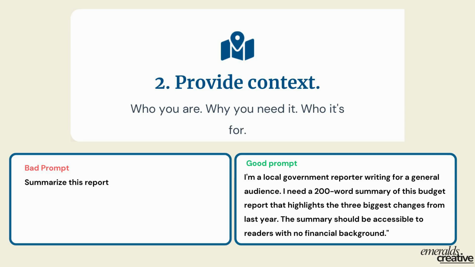Second, provide context. Don't just ask a question. Tell the AI who you are, why you need this, what you're trying to accomplish, and who the output is for. Compare these two prompts. The bad one: summarize this report. The better one: I'm a local government reporter writing for a general audience. I need a 200-word summary of this budget report that highlights the 3 biggest changes from last year. The summary should be accessible to readers with no financial background. The second prompt gives the AI everything it needs to actually help you.